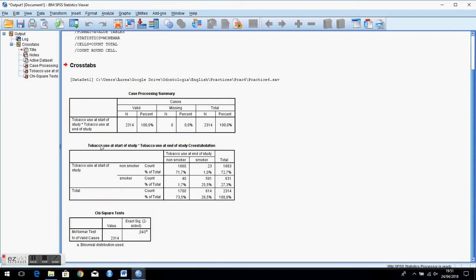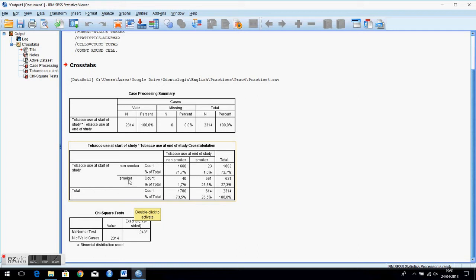We observe that first we obtain the crosstab table with the observed number of the people who don't smoke at the beginning of the study and also don't smoke at the end of the study, and the observed number of the people who smoke at the beginning of the study and also smoke at the end of the study. And in this diagonal we can observe the discordant cases.